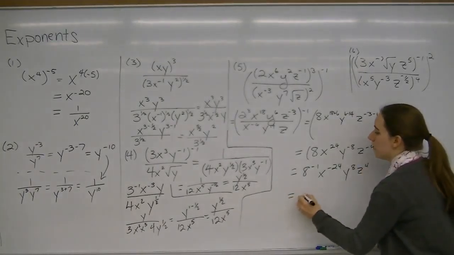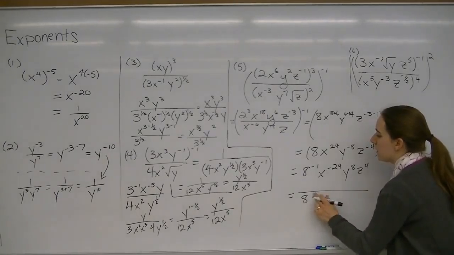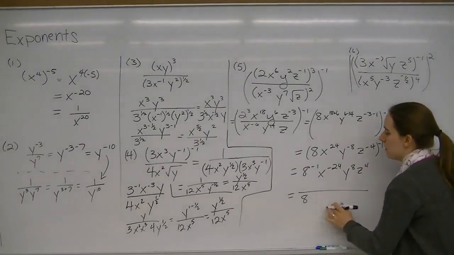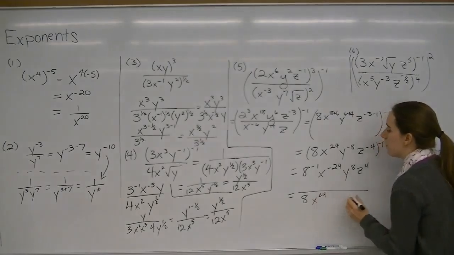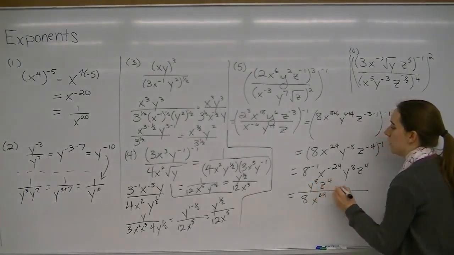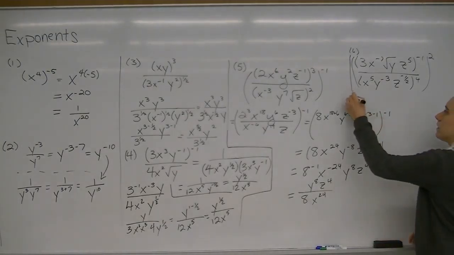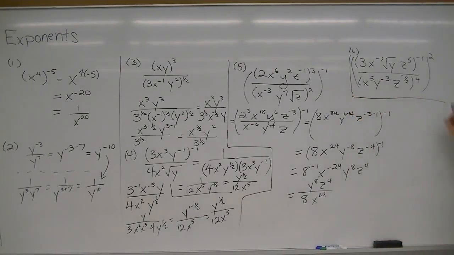So let's bring what we can down to the bottom. So I have 8, and it becomes just 8, and x to the positive 24, and then on top I have y to the 8th, z to the 4th. So we'll go back to this one. I'm using up all my space over here right now.